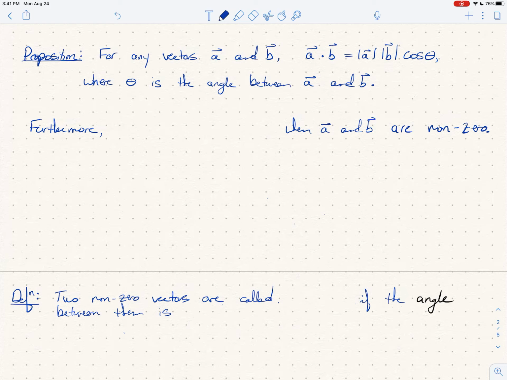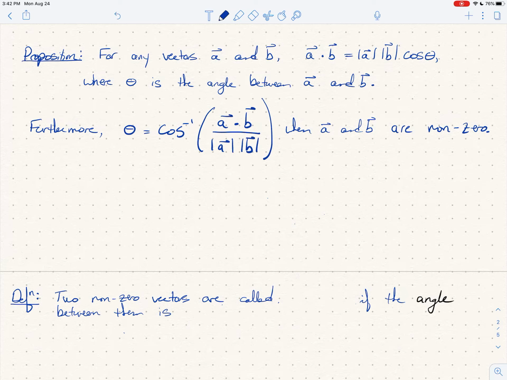All right, so last time we made the interesting discovery that the dot product of A and B can be computed. It's equal to the length of A times the length of B times cosine of theta, where theta is the angle between A and B. And furthermore, as long as A and B are not 0, you can solve for theta: theta equals inverse cosine of A dot B over length A times length B.